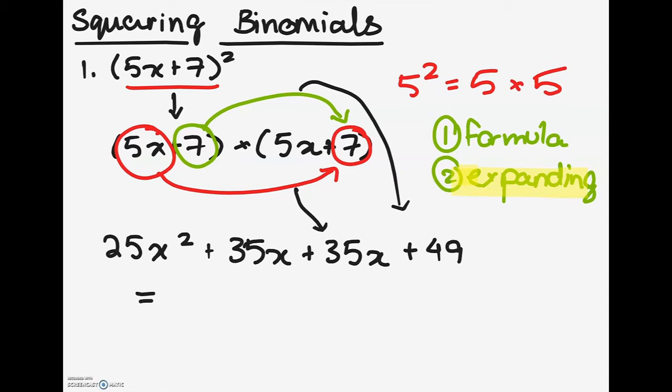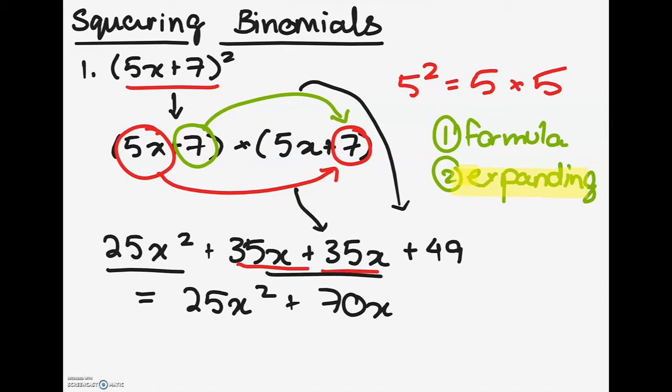So now we're just going to simplify this. As you can see, we have two like terms. They both are coefficients of x, so we're just going to add those two, otherwise our answer is going to remain the same. So we're going to bring down this 25x squared. We're going to add the two 35s to get 70x. And then we're going to add the 49 at the end. So this will be your final answer, 25x squared plus 70x plus 49.